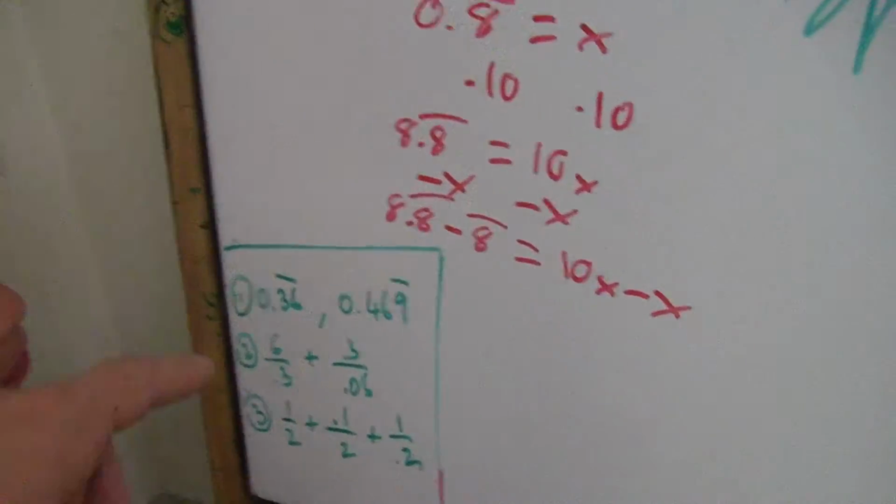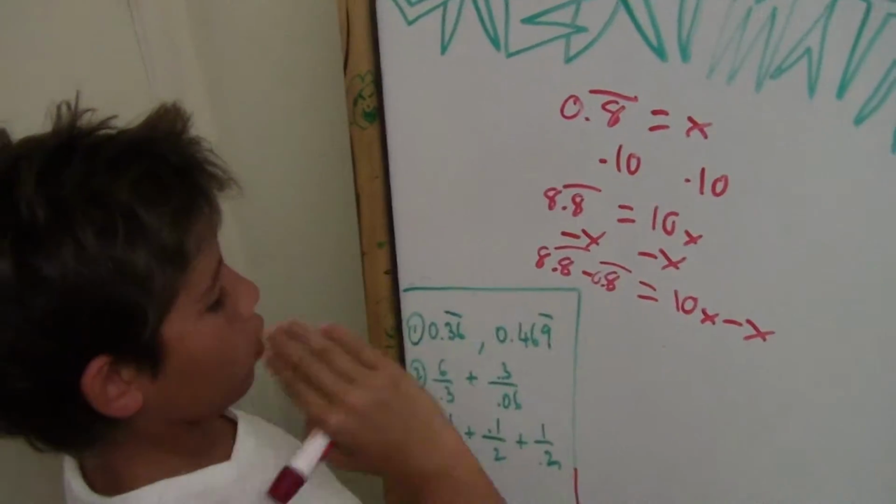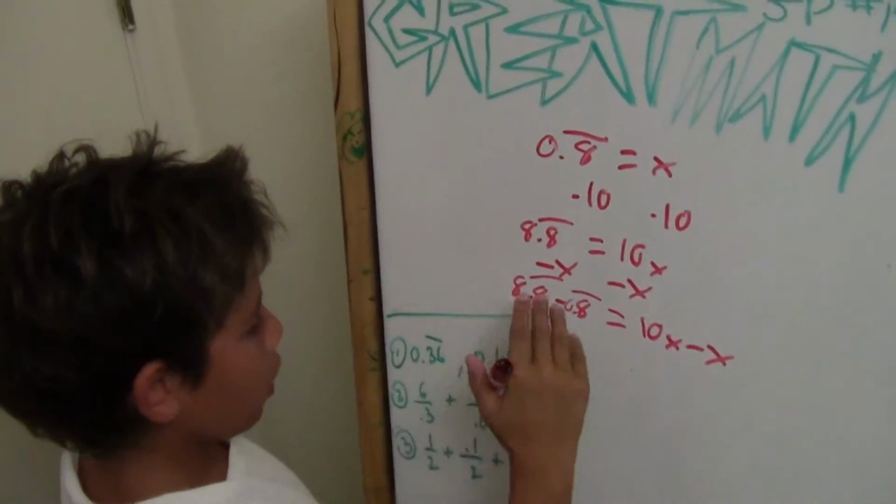But, I'm sorry. Yeah. This is 0.8 here, or this is 8? Oh, yes. Okay. Sorry. Thank you. Thank you for catching that, Dad.